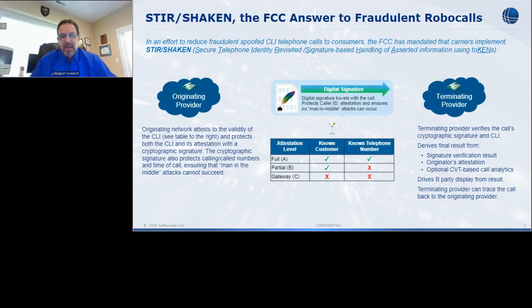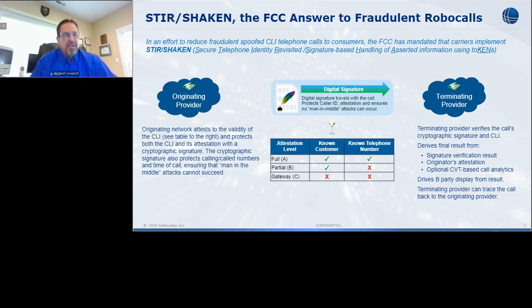First of all, what is Stir Shaken? I know this is probably going to be second nature to most people at this point if you're on this, but Stir Shaken simply is the FCC's answer to putting an end to fraudulent robocalls. The essence of Stir Shaken really is that originating carriers attest to their degree of faith in the presented calling line ID, and then attach that attestation to the signaling for the call and pass that across to the terminating network, who extracts that and uses that attestation to drive the end user's display with typically some sort of a verification mark. A green check mark is very commonly used.